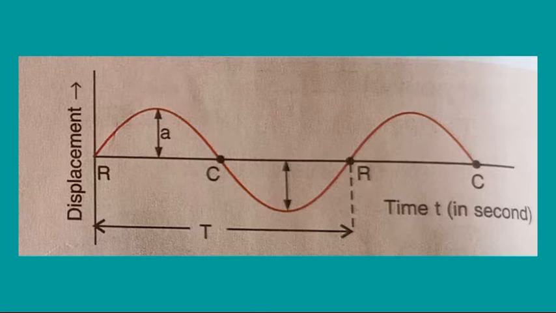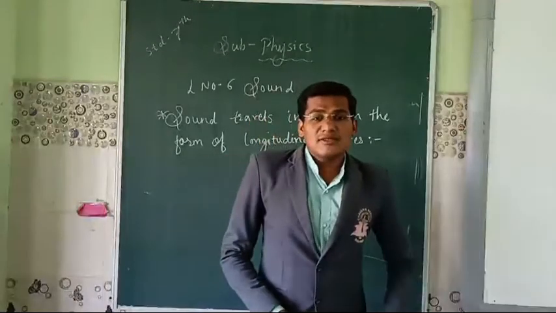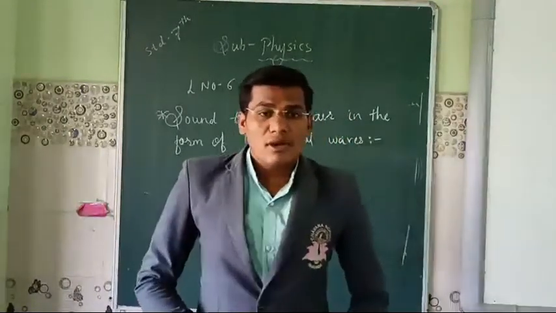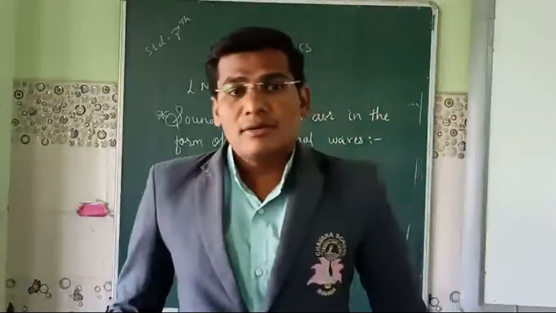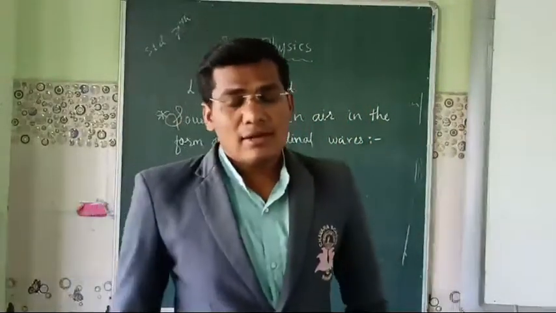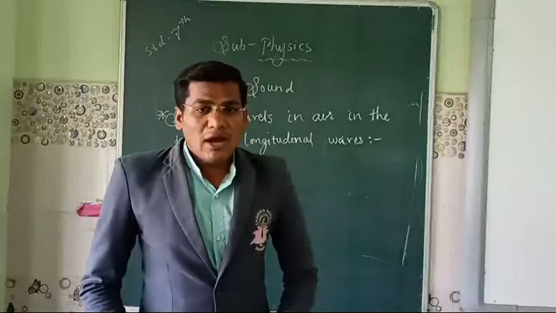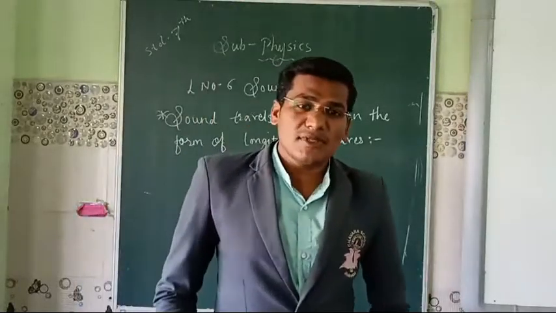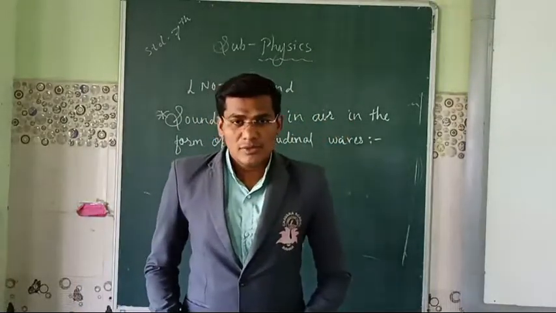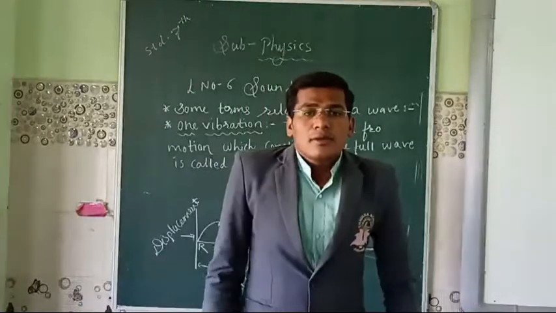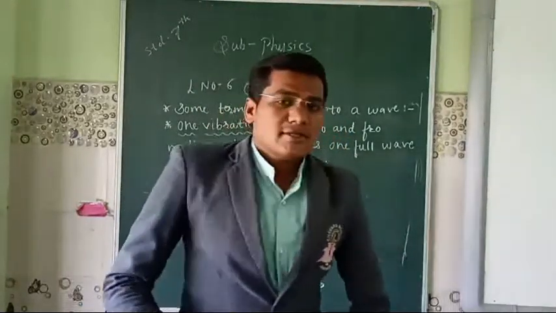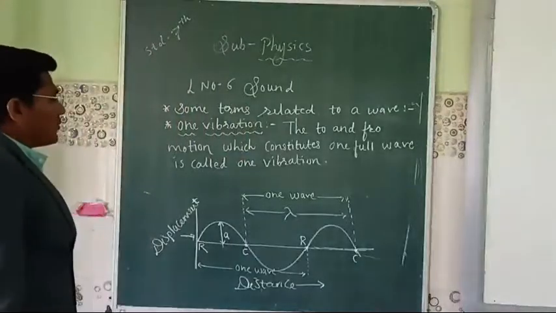The given picture shows the displacement time graph in which the time of one wave is represented by the letter T, called the time period of a wave. This is how we can show the longitudinal wave in a graph. Now the next topic of the lesson is some terms related to a wave. So we will see that.